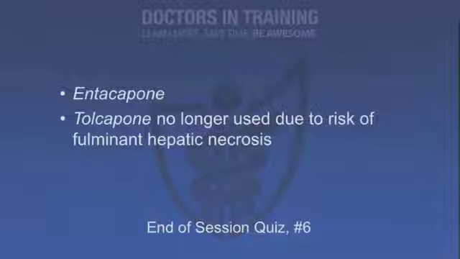Next question. Which COMT inhibitors are used in the treatment of Parkinson's disease? Well, we have two of them. We have entacapone and we have tolcapone. Now, tolcapone we don't use very often because it has an increased risk of fulminant hepatic necrosis.